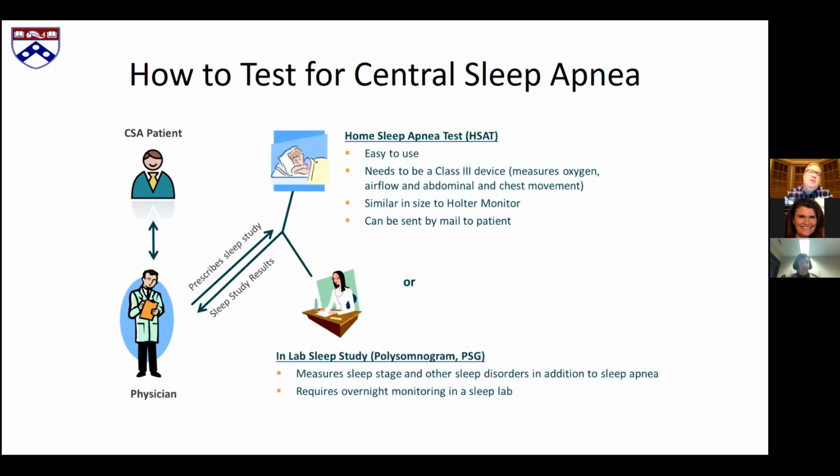So how would you test for this? Again, in this audience, I think you're pretty familiar. But nowadays we have a home sleep apnea test, and you need a class 3 device, which is able to monitor not only airflow, but obviously you also need to be able to monitor abdominal and chest movement in order to differentiate between obstructive and central apneas. And we've gotten really used to sending devices like this to patients' homes, having them connect themselves, and then ship it back to us. There's also obviously the in-lab polysomnograms that are done. And these again are much more intense in terms of having more channels and requires overnight monitoring in the sleep lab. But sometimes when it's really complicated, this is really the only way to get to the bottom of what the sleep disordered breathing may be.